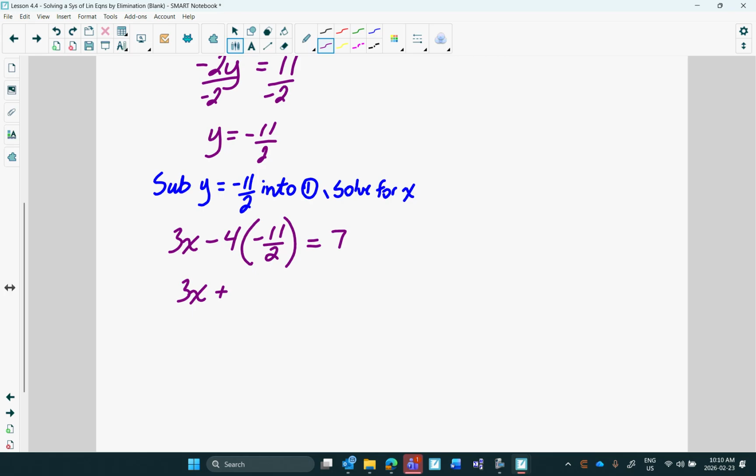Because remember, here's a common mistake students make. They multiply the 4 by the top and the bottom. We don't do that with fractions. This is 4 over 1. So we get positive 44 over 2, which is just the same as 22.